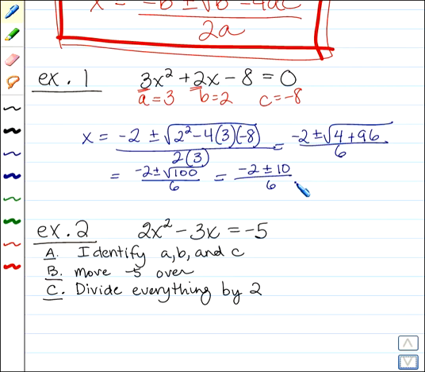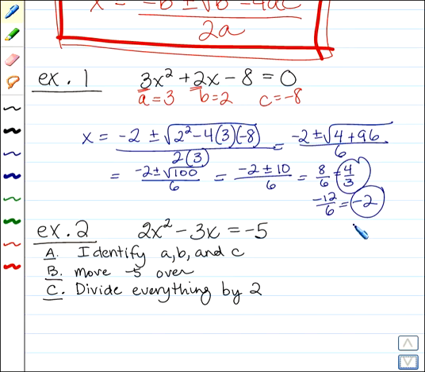Now this one's nice and easy to solve, so you should go ahead and solve it if you can. So we get negative 2 plus 10 over 6, so that's 8 over 6, or 4/3. And then we have negative 2 minus 10 over 6, which is negative 12 over 6, which is negative 2. So those are your two answers.